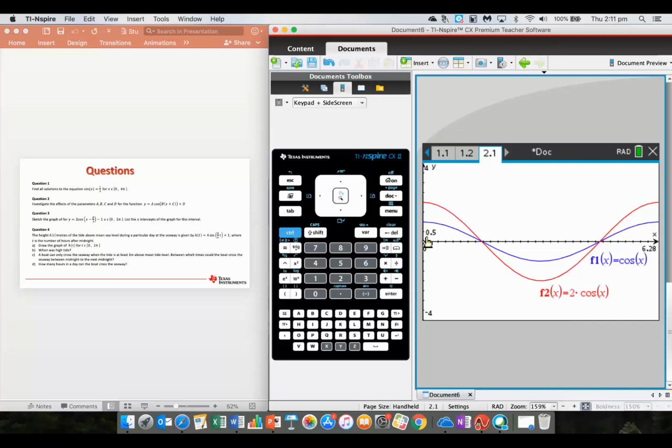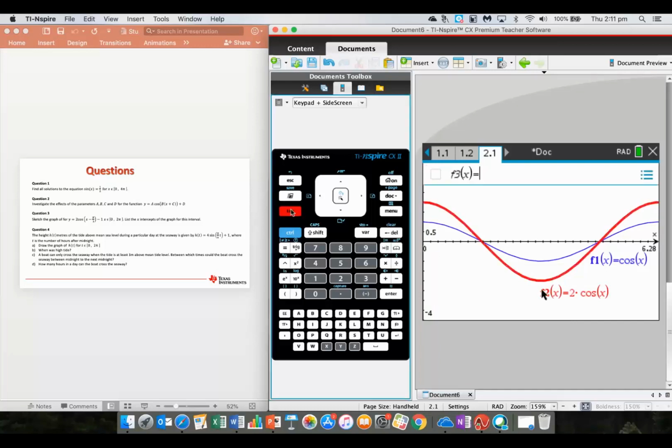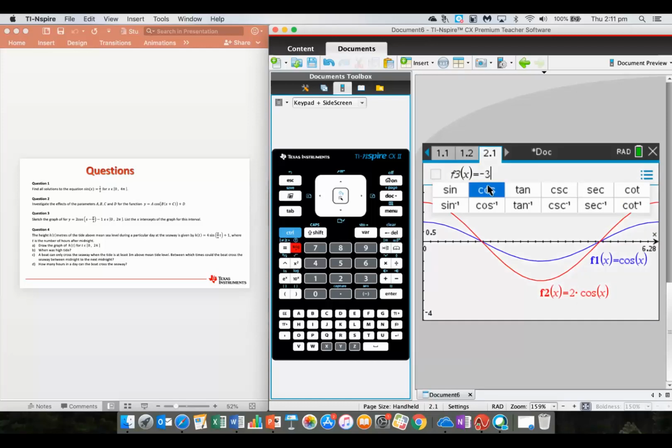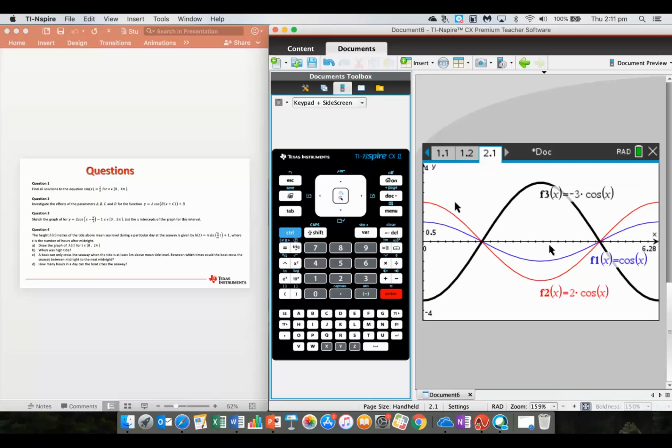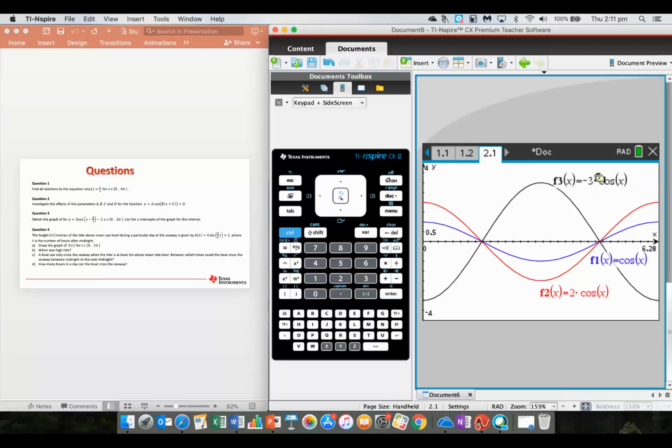If I was to change this graph now, let's add another graph, and let's make the value of A negative. Let's put negative 3 cos x. We would expect this graph to now have a bigger amplitude, so the amplitude should increase, but the effect of the negative is to reflect the graph around the x-axis. So there we have the effect of A on the shape of our graphs.